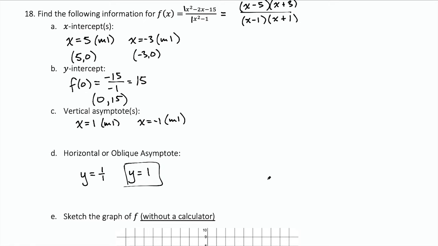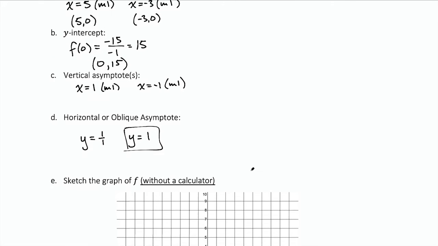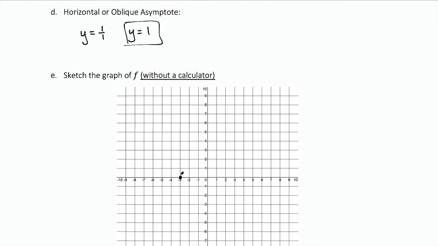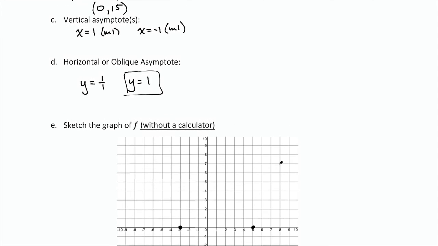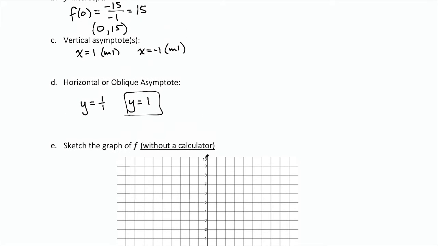And now we're ready to sketch the graph from all this information. We've got our x-intercepts at negative 3 and at 5. We've got our y-intercept at (0, 15). That's way up here off of my scale. I'm a little disappointed that I created this graph that way.